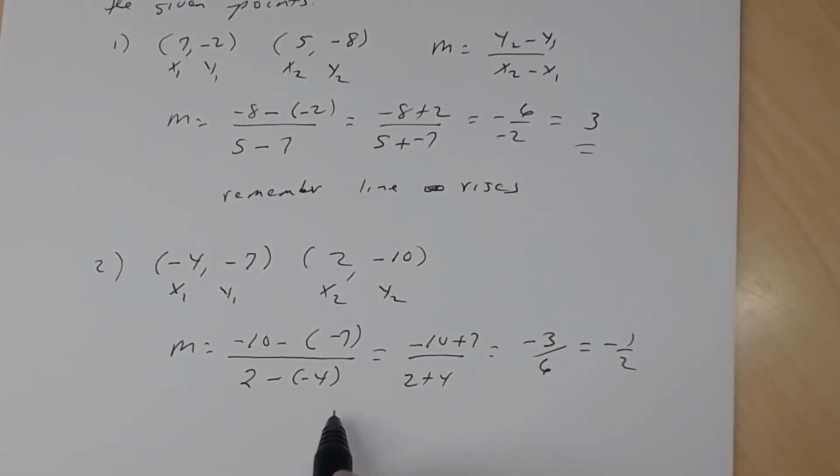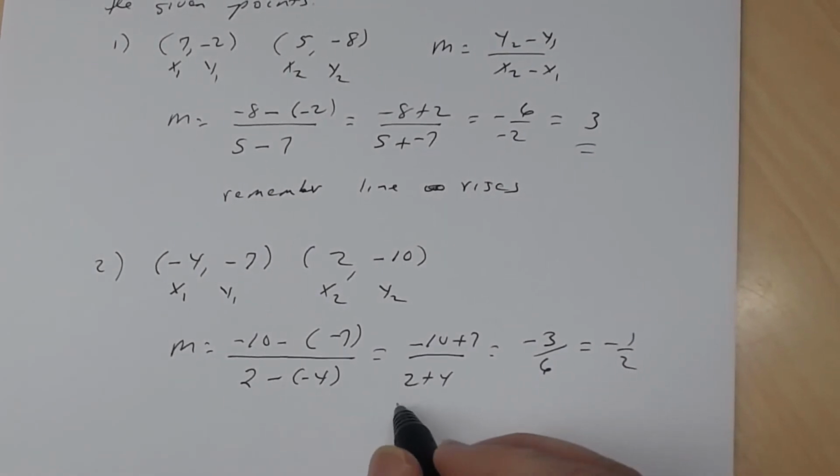All right, and again, remember what that means: if you were to plot those 2 points and draw your line, it would fall. So in this case, the line falls.